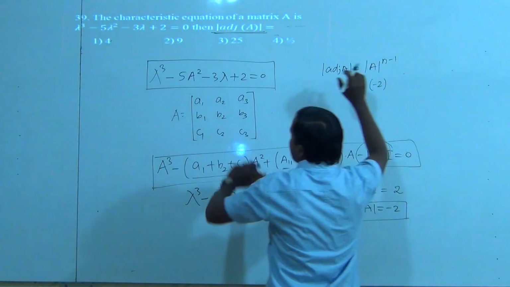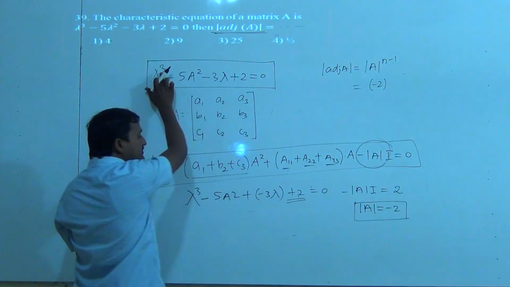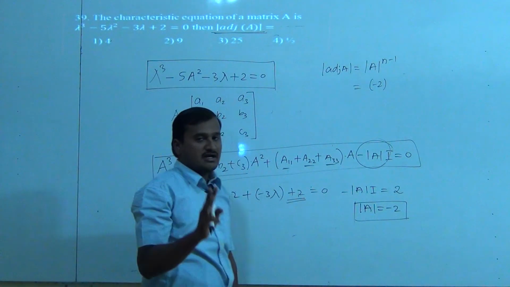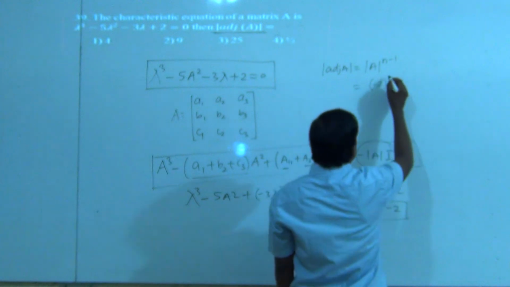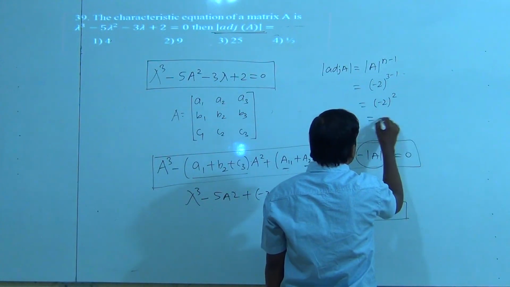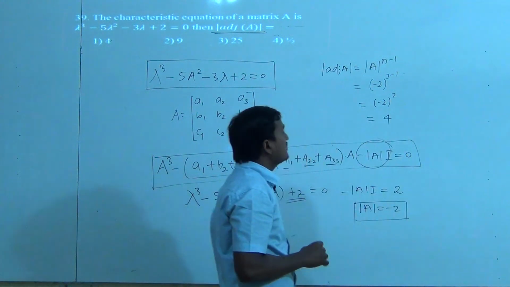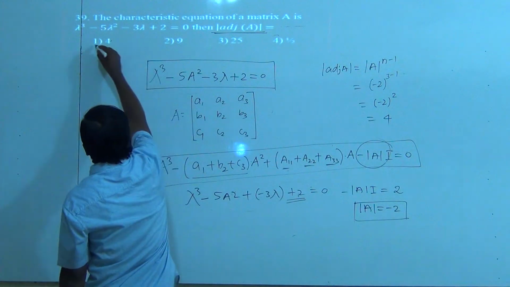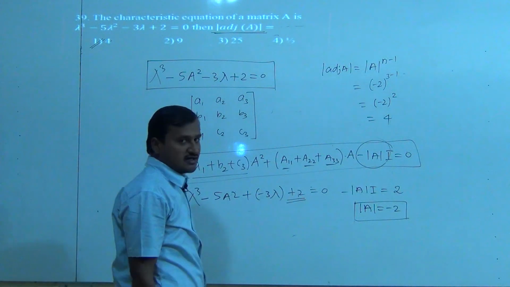N is nothing but the highest power of lambda is 3, which means it is a matrix of order 3. So here it is 3 minus 1, so minus 2 to the power 2. So your answer is 4. So which option is the right one? So clearly the first option is the right one, right?